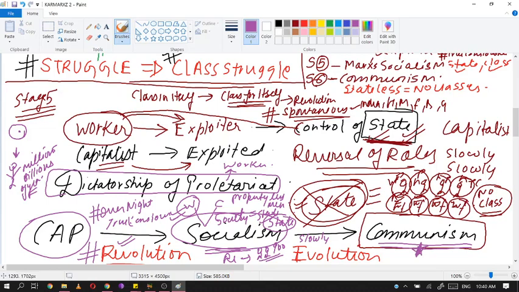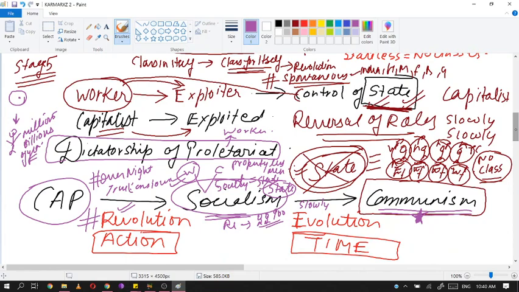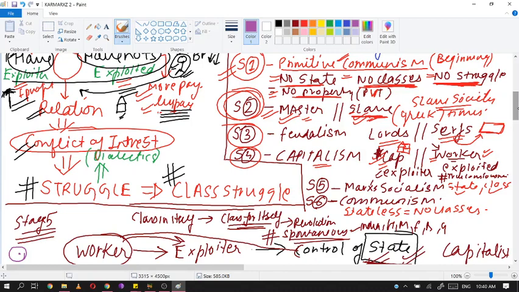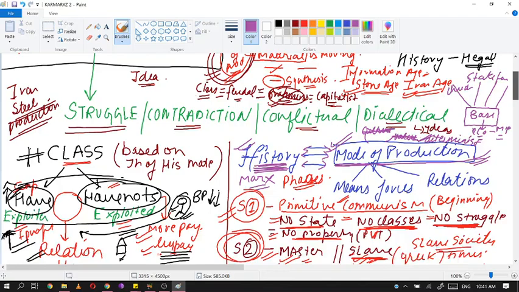Now, communism, understand, has no classes. If there are no classes, that means there is no conflict. If there is no conflict, we can say there is no struggle. There is no class struggle. If there is no class struggle, how will history move? History was moving when there was struggle. Then somebody will win, and we will say synthesis has occurred. This is what our theory of dialectical materialism states.